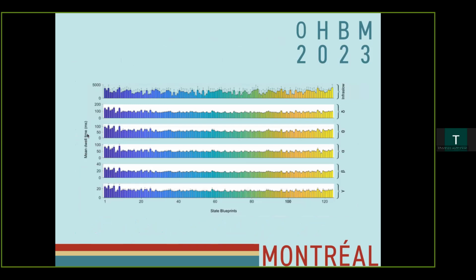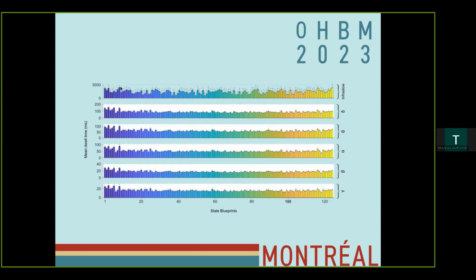Now we look at the mean dwell time in milliseconds at each of the 6 timescales for the 126 state blueprints. And I draw your attention to the different scale on the y-axis. So for infraslow fMRI, we see the mean dwell time is about 4 to 5 seconds. The mean dwell time for delta is about 150 milliseconds, then about 100 milliseconds, then about 70, then about 30, then about 20 at the fastest timescale, gamma.